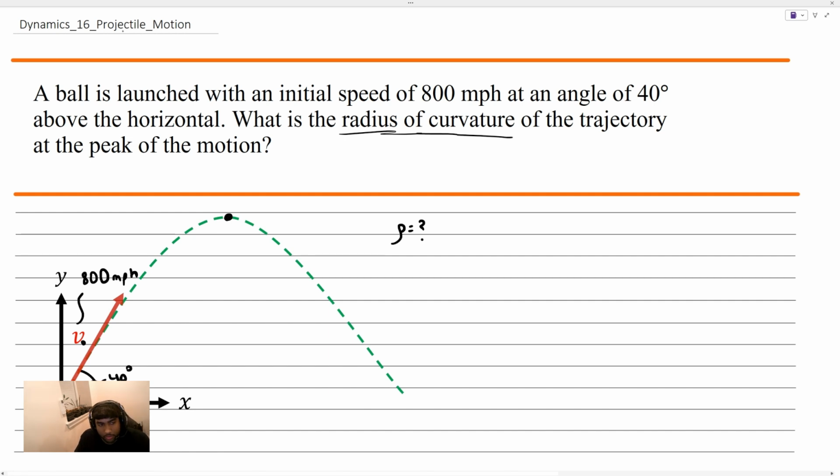If we think about some of the relationships that we might recall relating to radius of curvature, the first thing that comes to mind here is that the acceleration is the rate of change of speed in the tangent direction plus speed squared over the radius of curvature in the normal direction. That's the first thing that comes into my mind. You can see that radius of curvature term pops up in the denominator there.